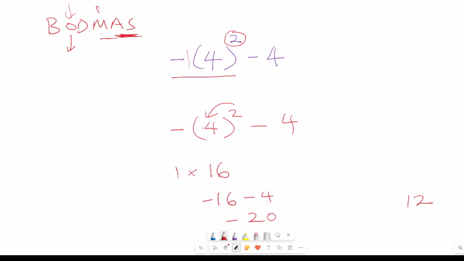You see, when we came here, anything that you did that gave you positive 16, the mathematical reasoning is logical enough, but it's still not strictly speaking correct. Why? Because you attempted to do the multiplication, the negative 1 times 4, first before resolving the power, and that is why you got negative 4 squared and it became 16.